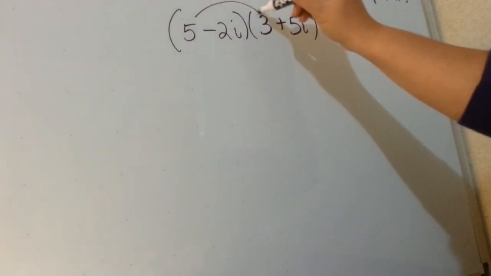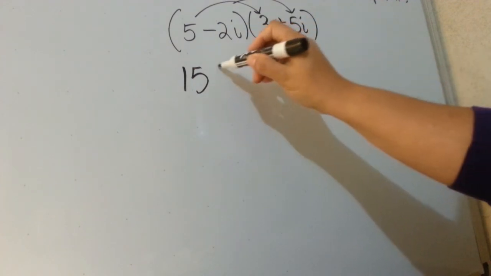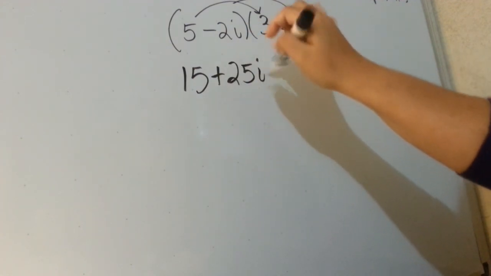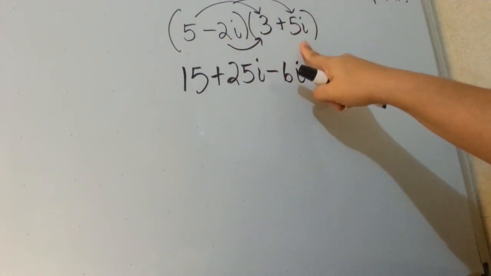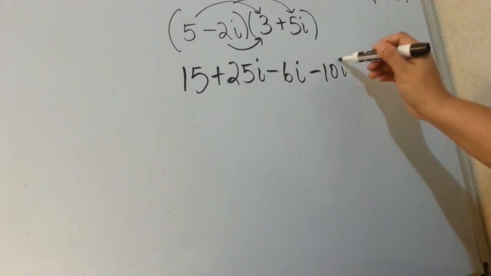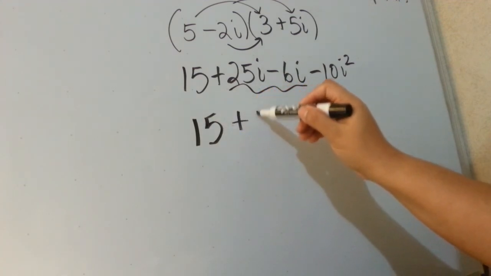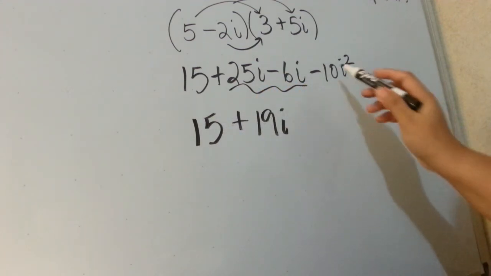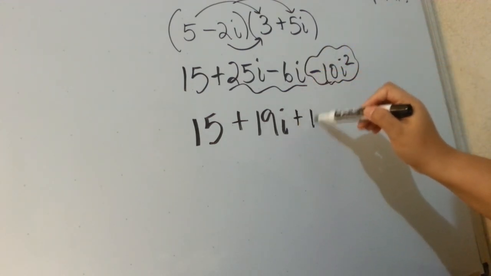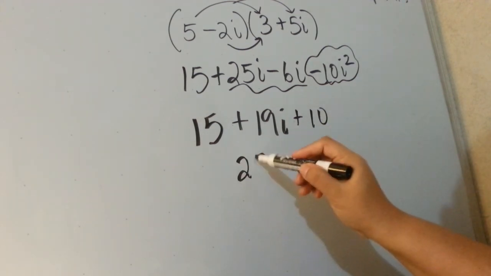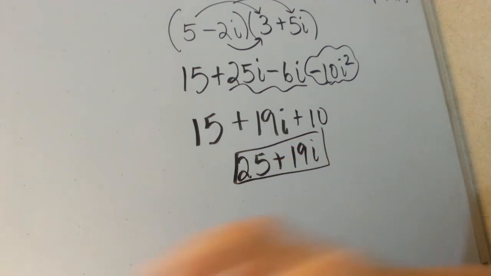3 plus 5i. Alright, this is multiplication, so you have to FOIL. 5 times 3 is 15. 5 times 5i is 25i. Negative 2i times 3 is negative 6i. And negative 2i times 5i is negative 10i squared. Middle terms combine, 19i. And this becomes a negative 1, right? So that negative sign becomes positive. So this is 25 plus 19i. That would be the answer.